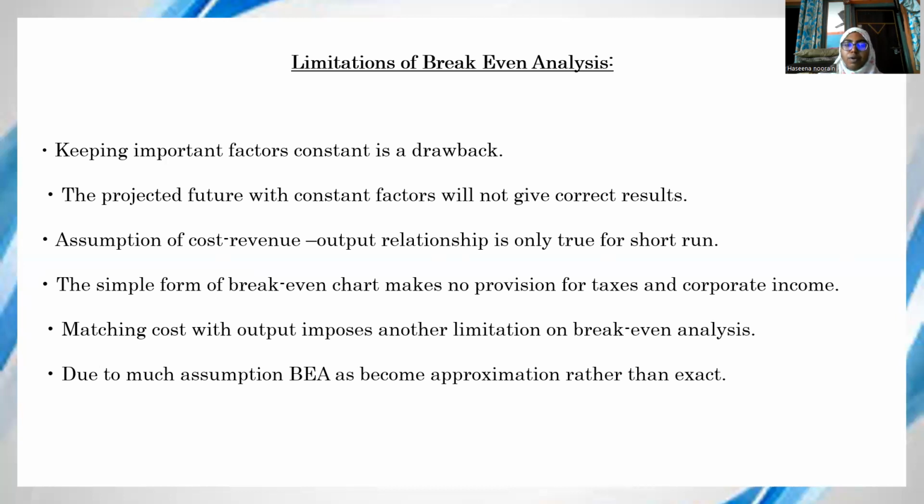A simple form of break-even chart makes no provision for tax and corporate income. Hence, the company has to deduct from the profit. To get the net profit, it has to deduct tax and corporate income as well, which makes a lesser profit for the company. Matching cost with output imposes another limitation on break-even analysis.